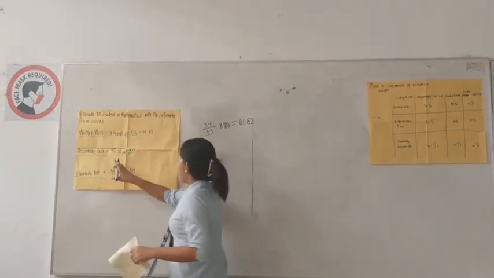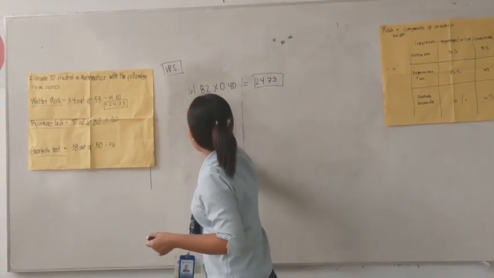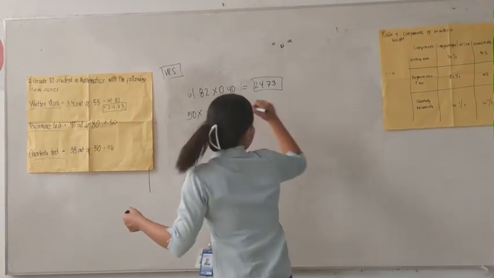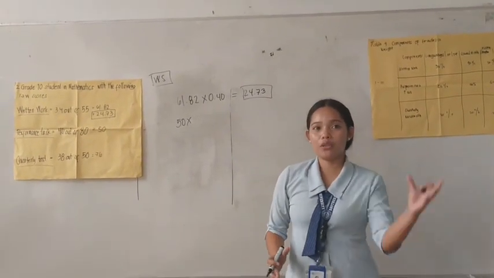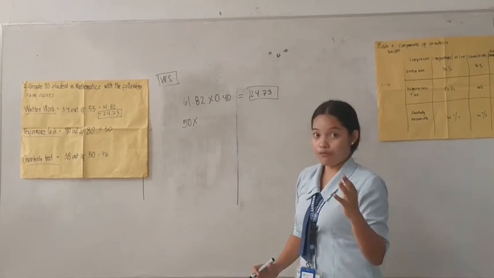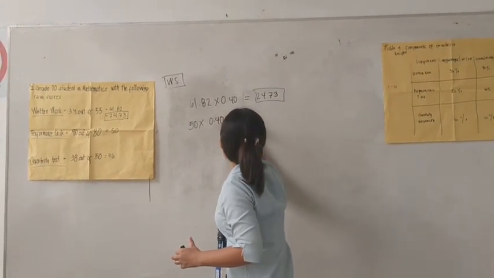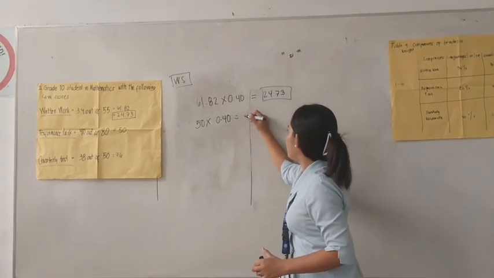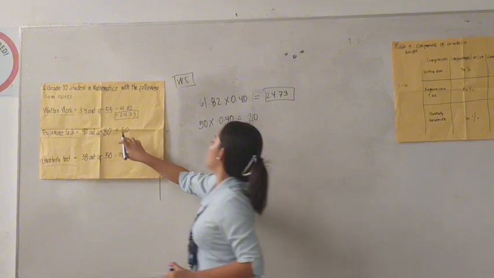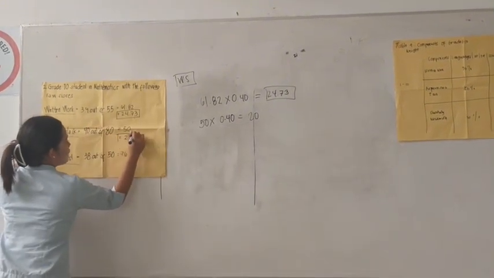So we're going to the performance task. For the performance task, we have 50 times 40%. We need to convert 40% into decimal form, so we have 0.40. So 50 times 0.40 is equal to 20. The weighted score is 20.